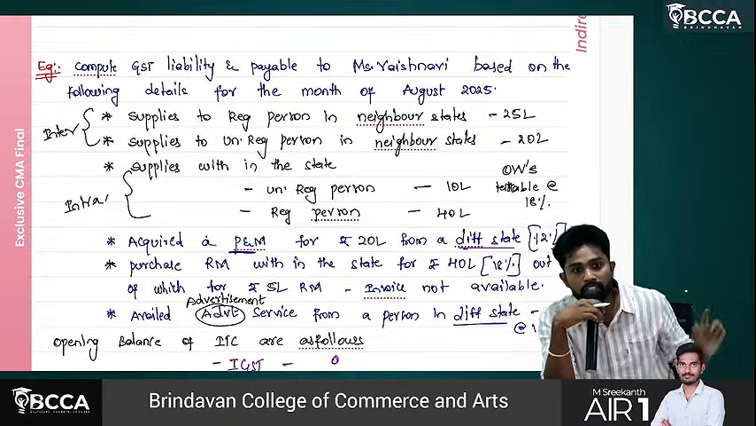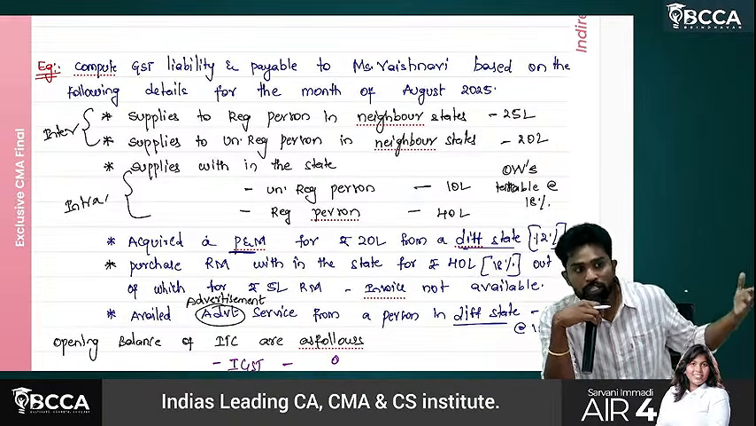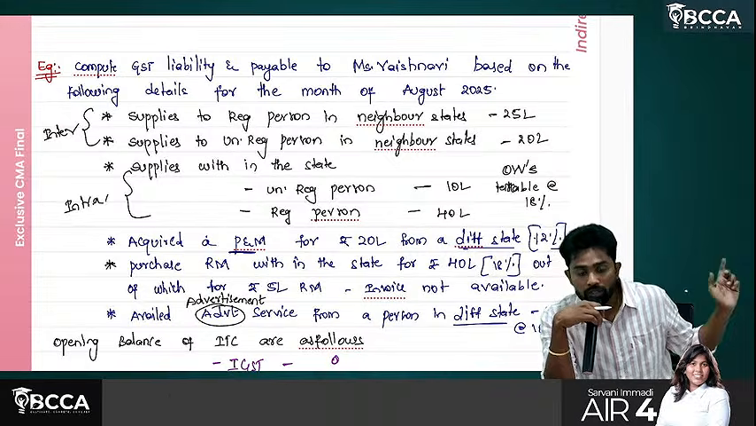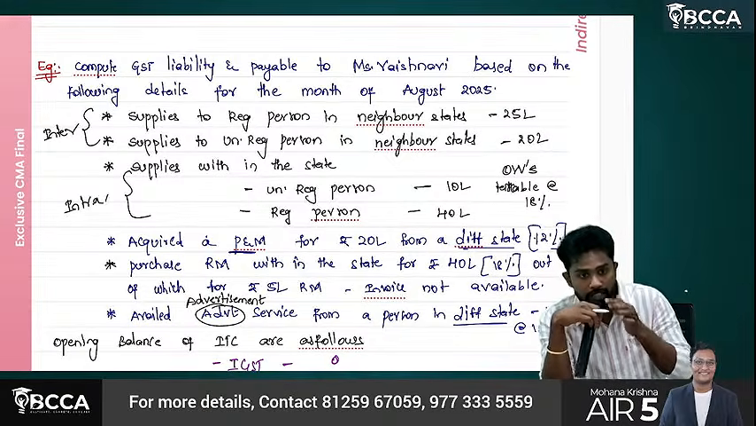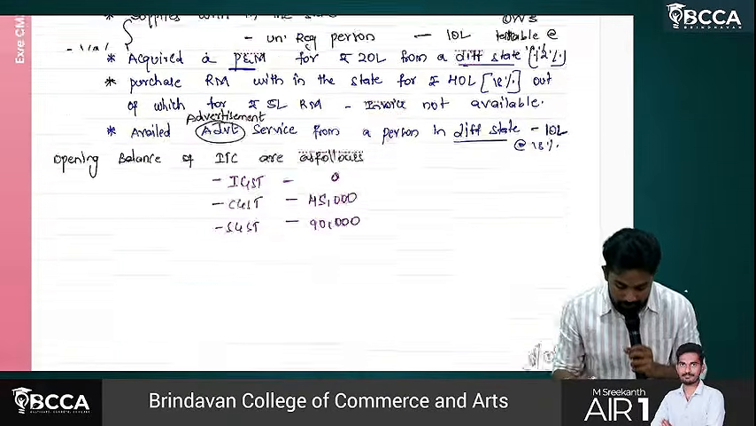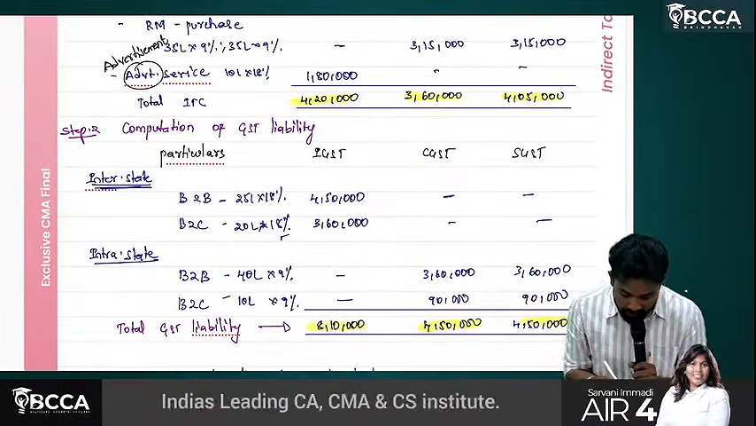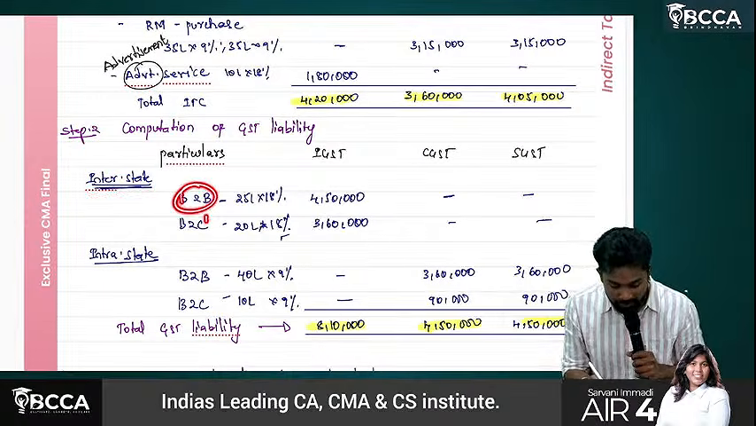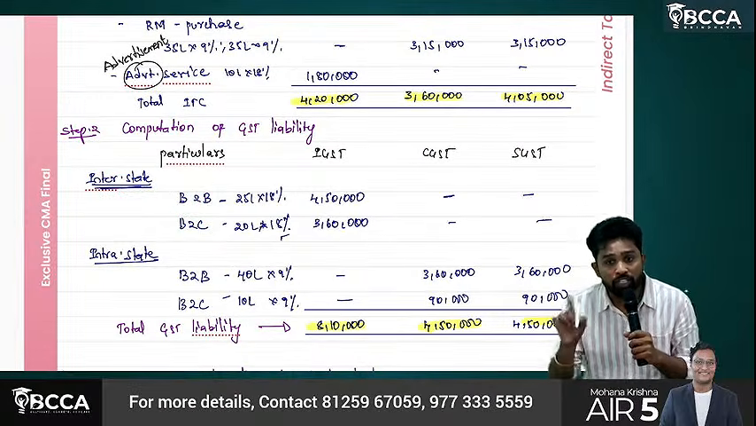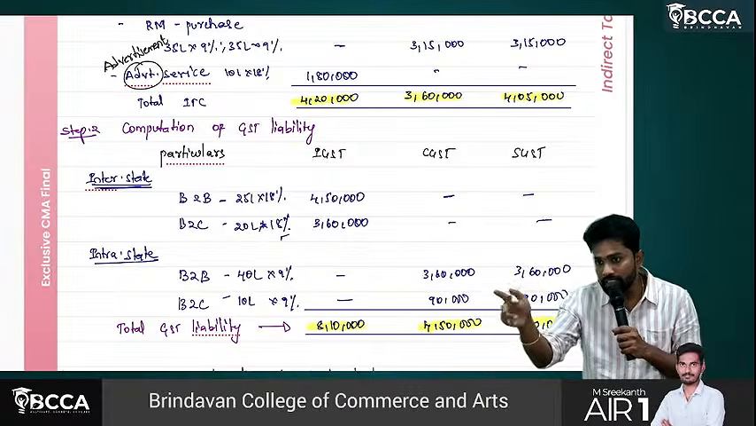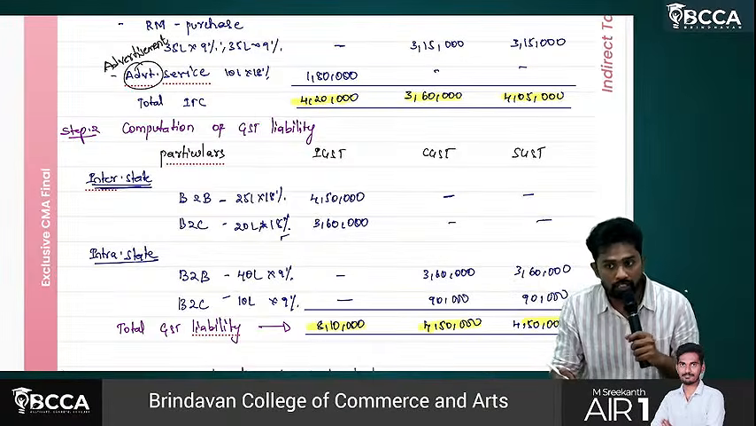Sir, tax liability is on what? So you need to pay tax on inwards or outwards, sir? Outwards. So on all these outwards we need to calculate tax liability. See, first the interstate, sir. There is a B2B transaction, there is a B2C transaction. What is B2B? Registered to registered. Registered to unregistered, that is B2C.